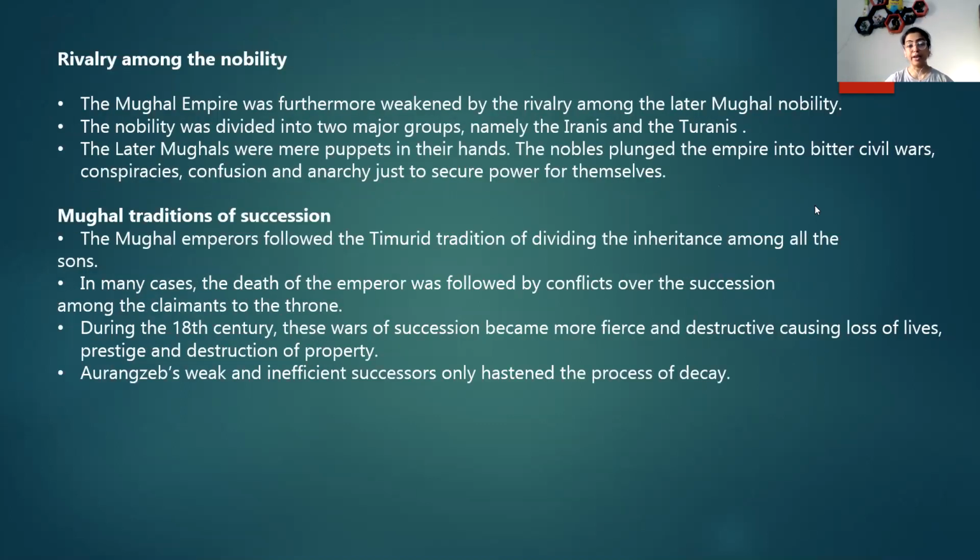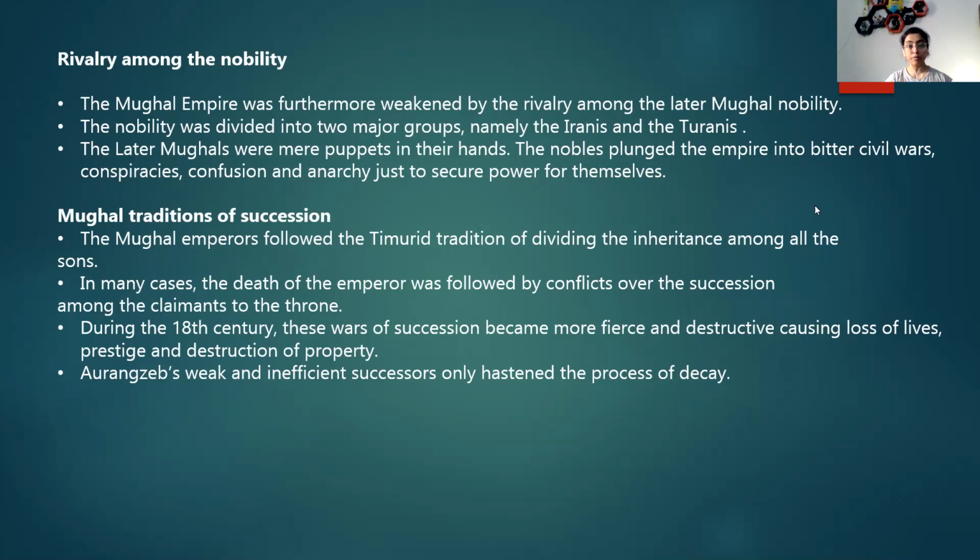The fifth reason is rivalry among the nobility. Nobility means high ranking officials. The Mughal emperors used to appoint foreign people as nobles in their court. Akbar appointed foreigners in his court as nobles, like intellectual, known learned people. So what happened after this? After the death of Aurangzeb, when the later Mughals came, who were not so efficient, the Mughal Empire again got weakened because of the fight or rivalry among this Mughal nobility.